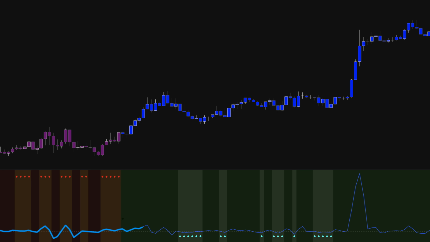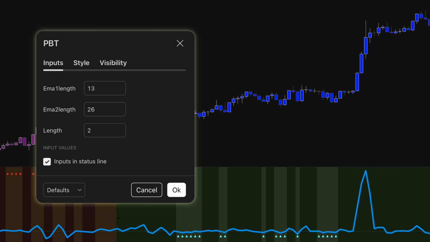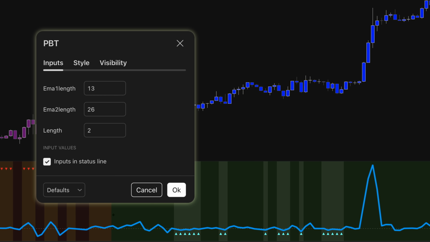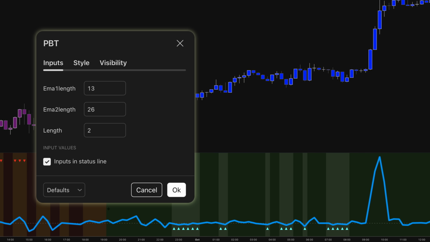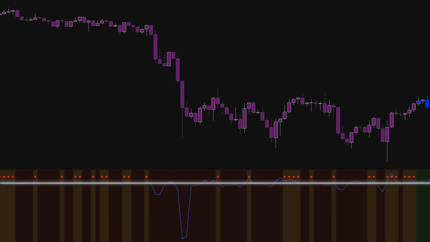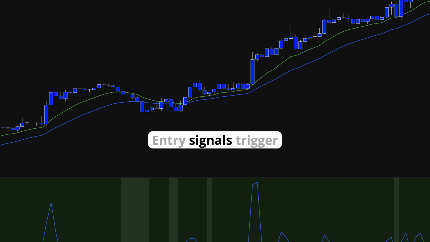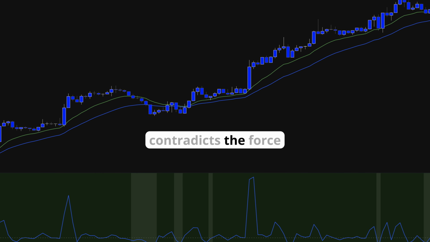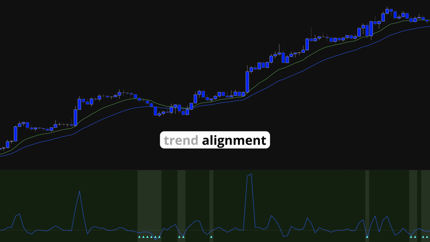The force index calculation multiplies price change by volume and smooths the result over 2 periods, creating a highly sensitive momentum oscillator. This short look back ensures rapid response to buying or selling pressure shifts, targeting temporary pullbacks rather than trend reversals. Entry signals trigger when price behavior contradicts the force index while maintaining trend alignment.